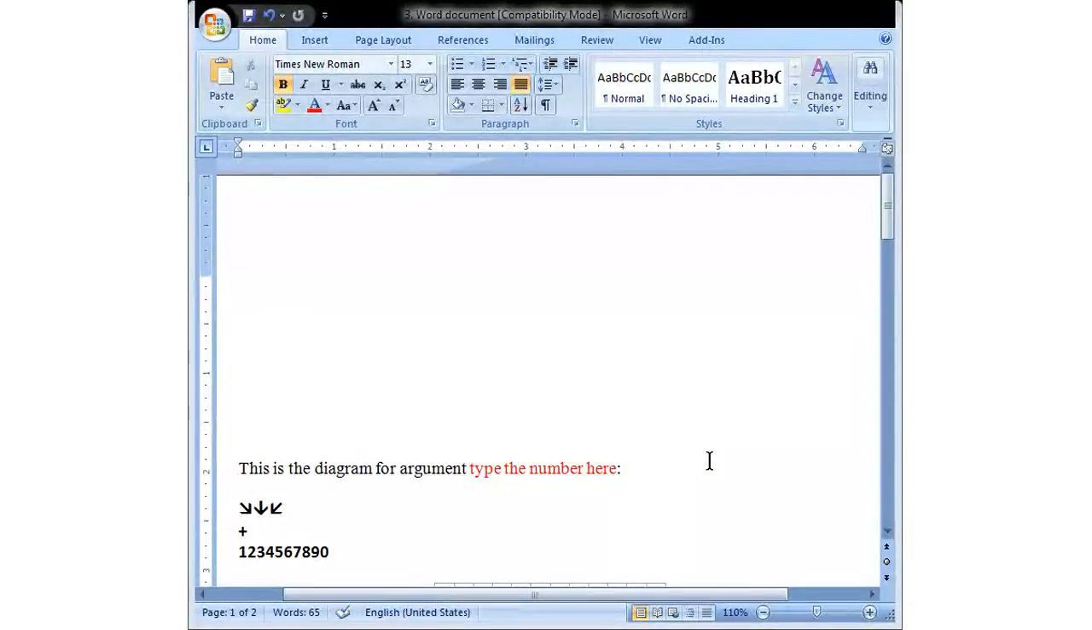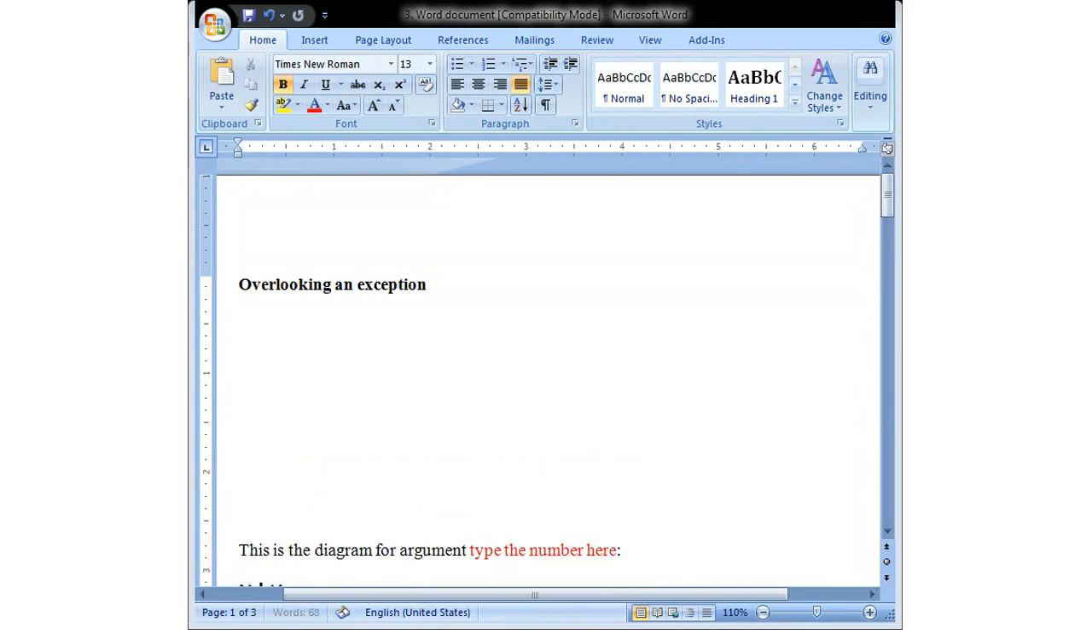I said it's overlooking an exception. All right. This is one fallacy that isn't always discussed in textbooks, the fallacy of accident, or overlooking an exception, but I think it really does need to be discussed.